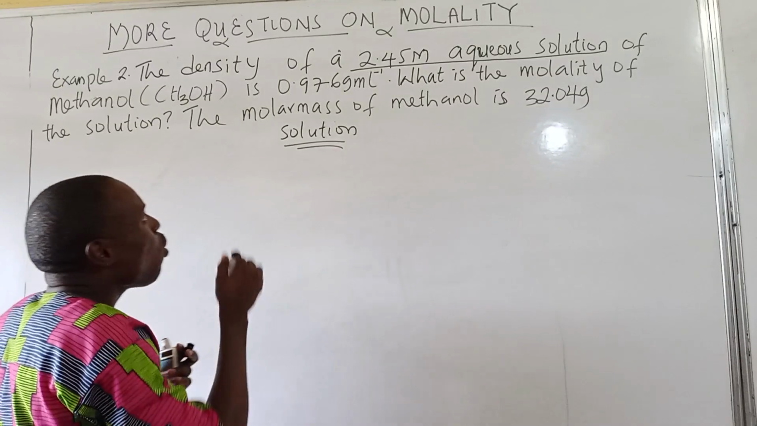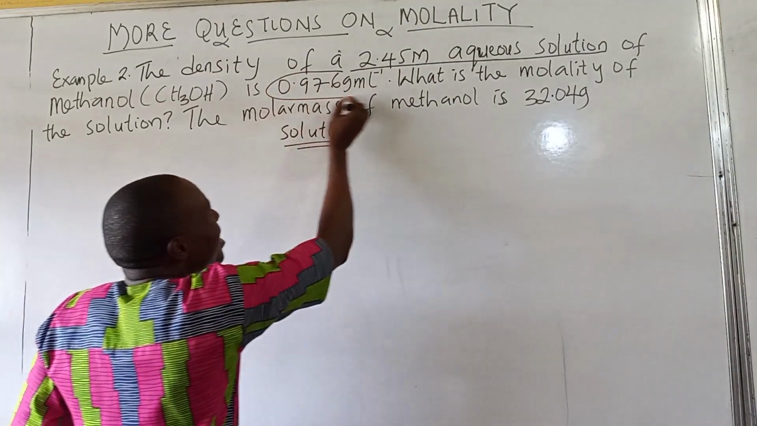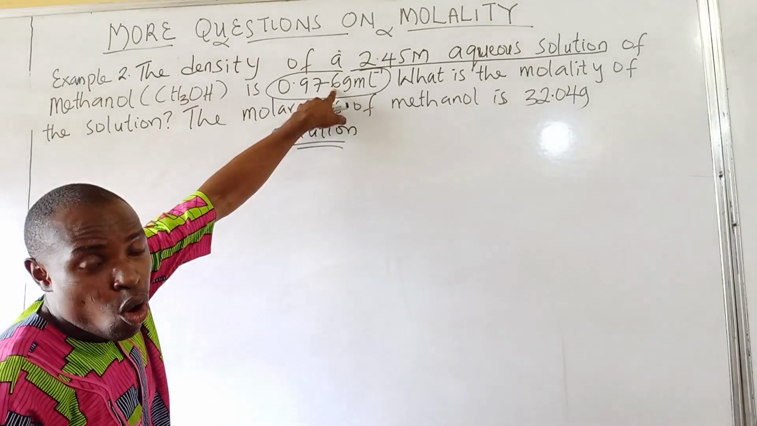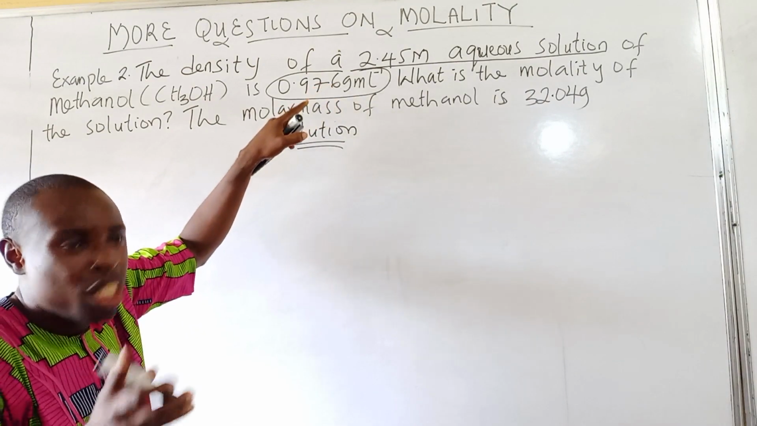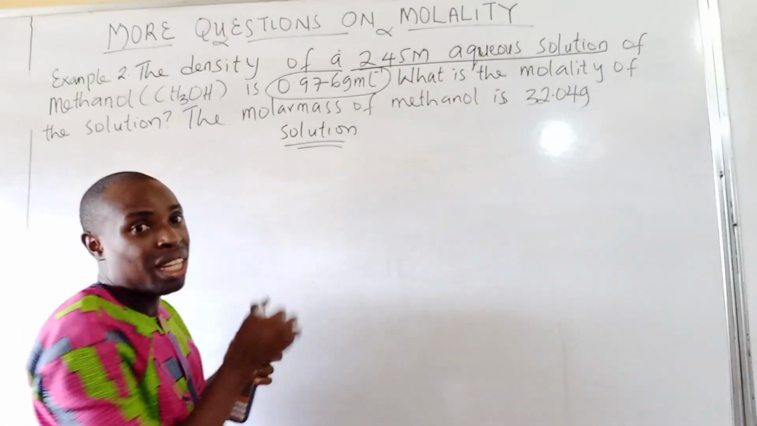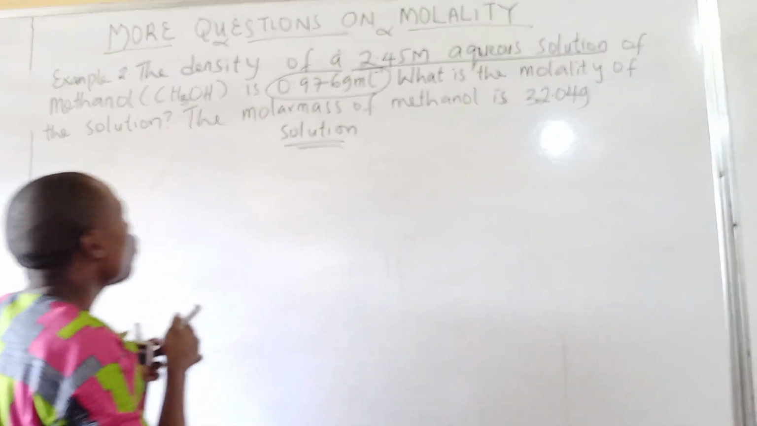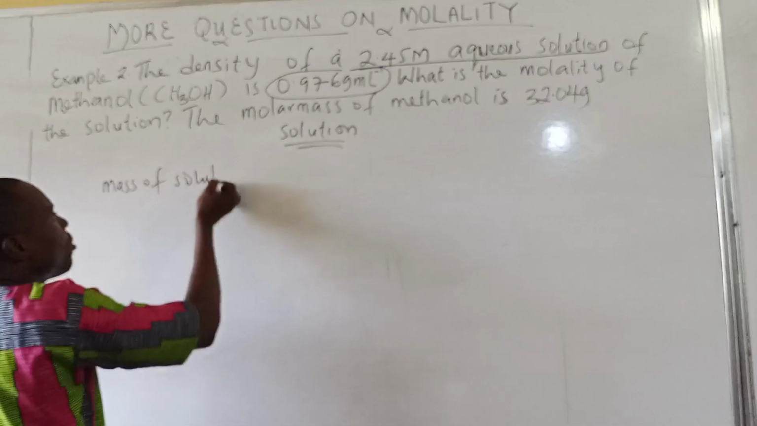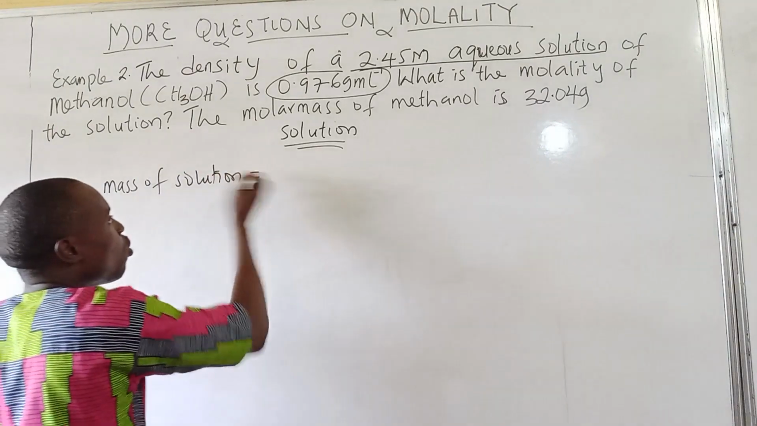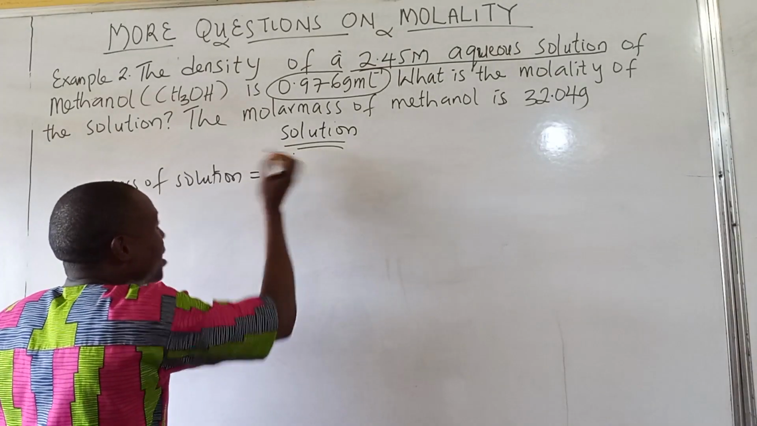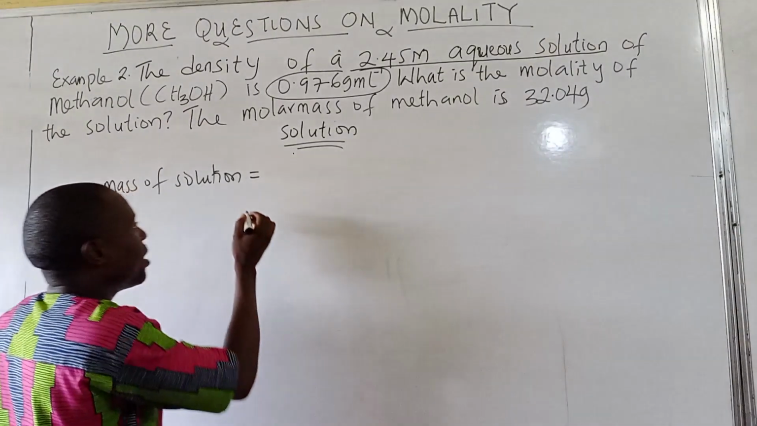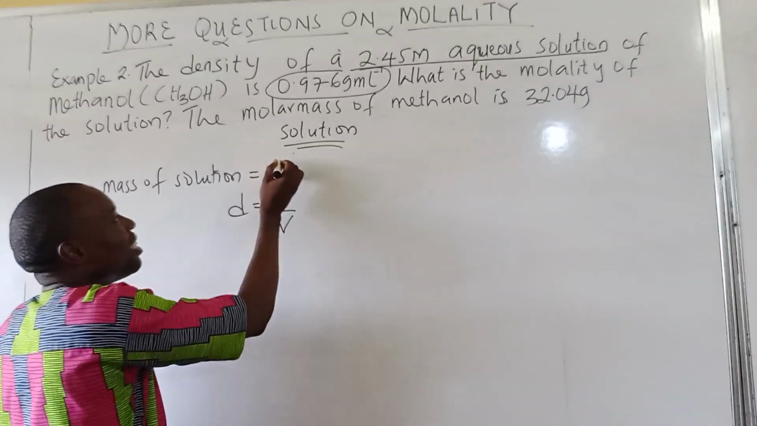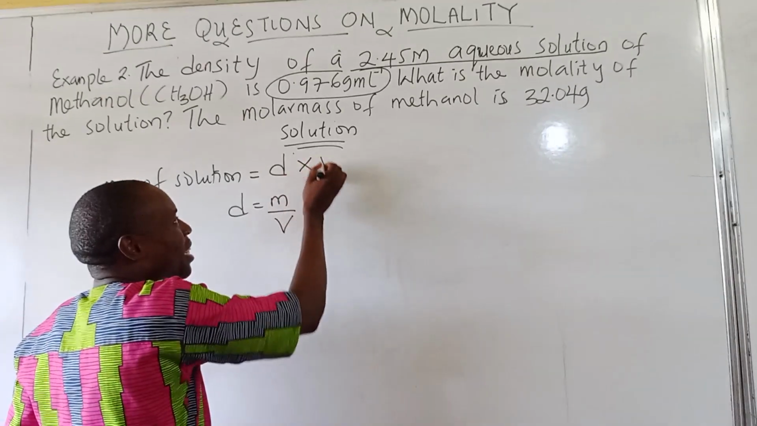The first step is to convert the density that we have here of the solution to mass, meaning we have to get the mass of the solution from this water density. We get it from the density, knowing fully well that density is equal to mass over volume. So the mass will now become the density multiplied by the volume.